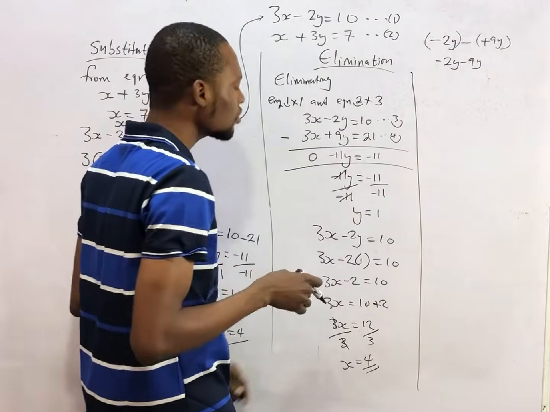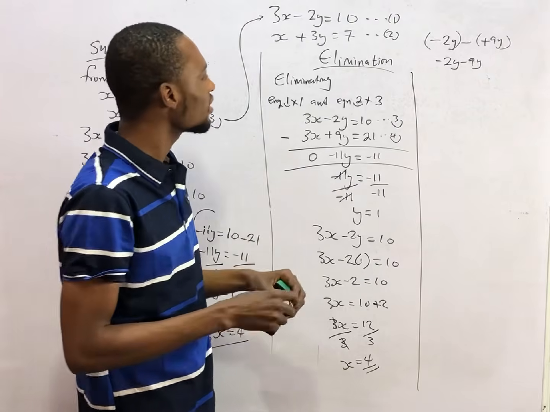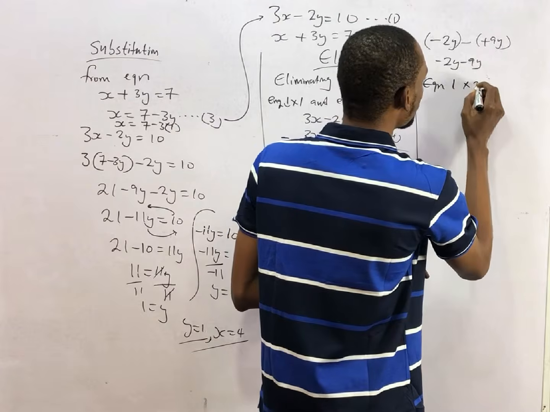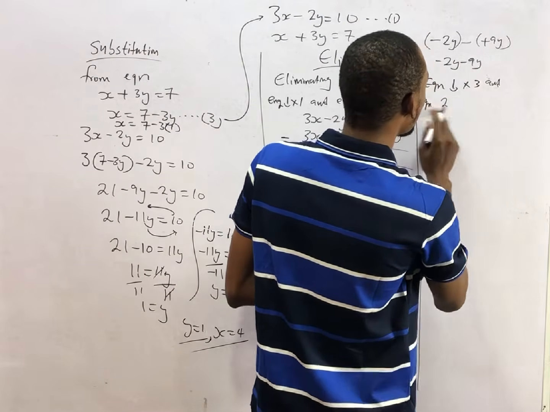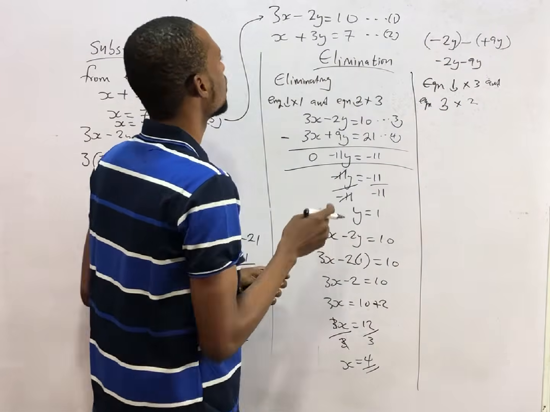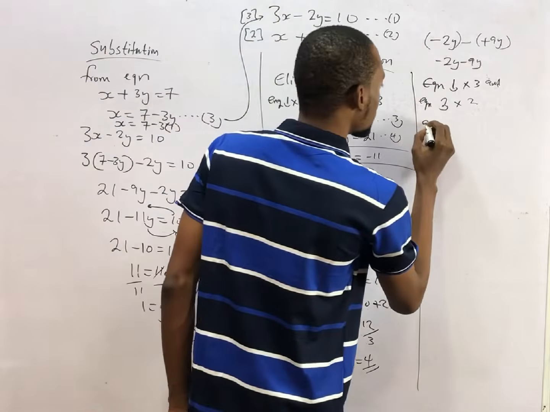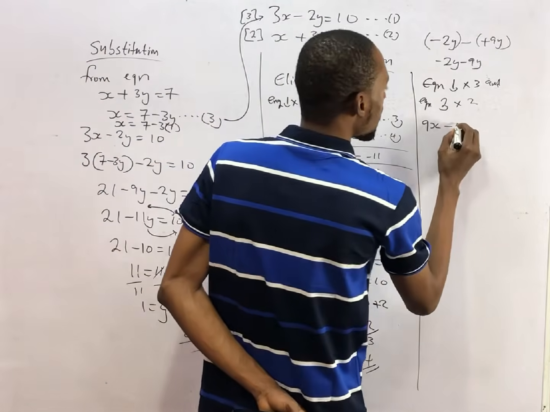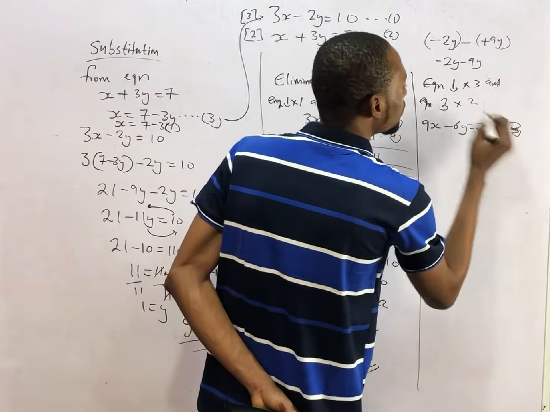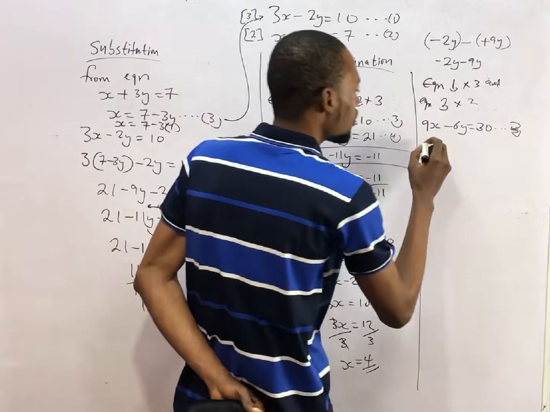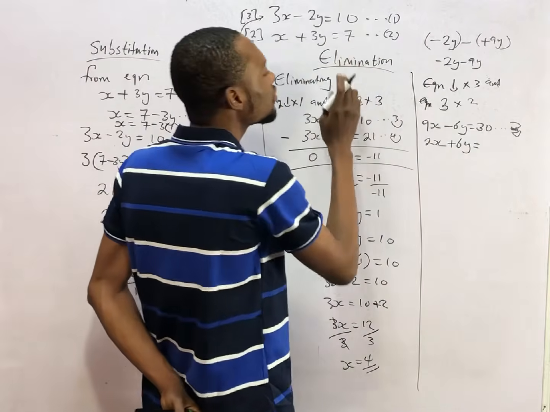I want to eliminate y. I need to make the value of y here and the value of y here the same. So what should I do? If I say equation 1 times 3 and equation 2 times 2, this is what will happen. This is equation 1, I multiply it by 3. Equation 2, I multiply it by 2. 3 times 3s is 9s. 3 times minus 2y is minus 6y equals 3 times 10 is 30. Call this equation 3. 2 times equation 2. 2 times s is 2s. 2 times plus 3y is plus 6y equals 2 times 7, 14.